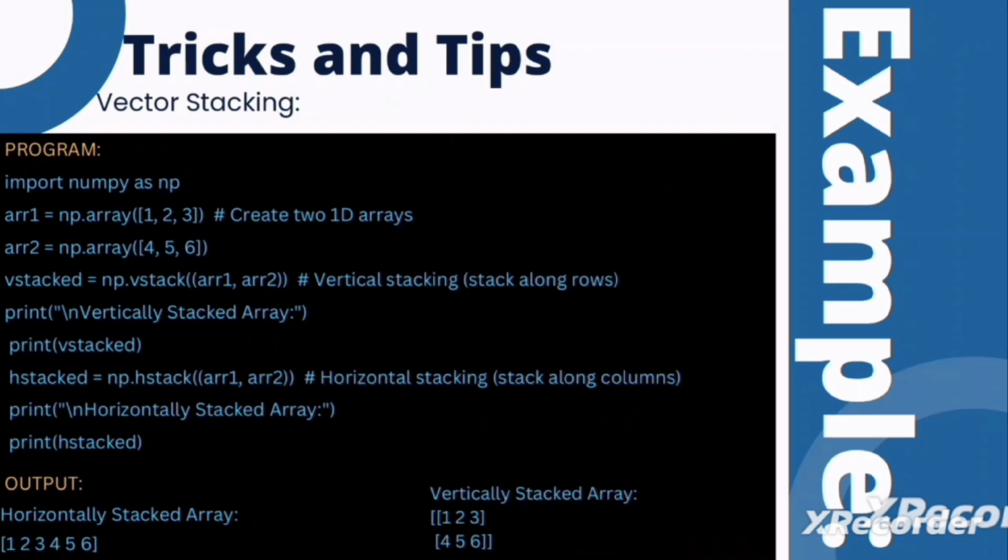Firstly we create a 1D array. Now using vstack, both array 1 and array 2 will stack vertically and print them, and using hstack, both array 1 and array 2 will stack horizontally and print them. It will give the output: left hand side is horizontal stack and right hand side vertical stack is used for array 1 1 2 3 and array 2 4 5 6.